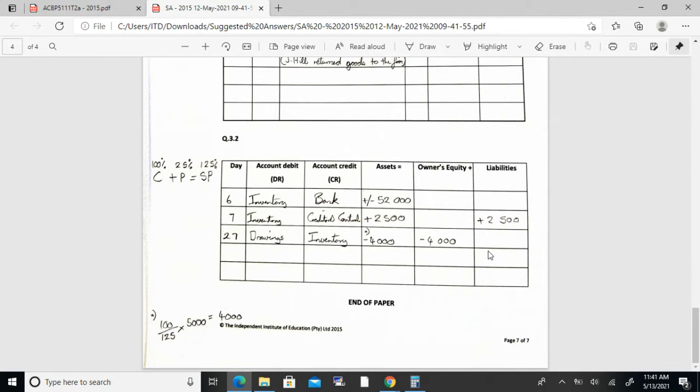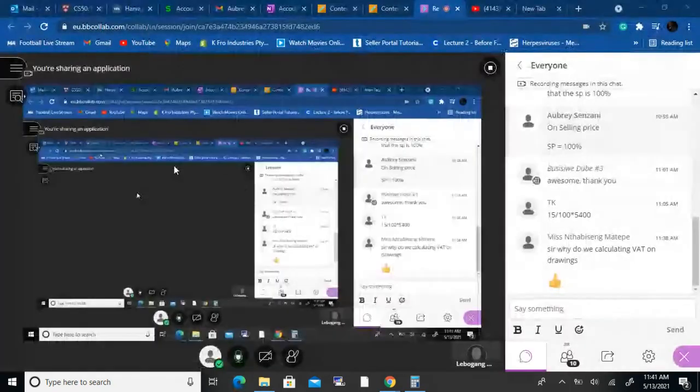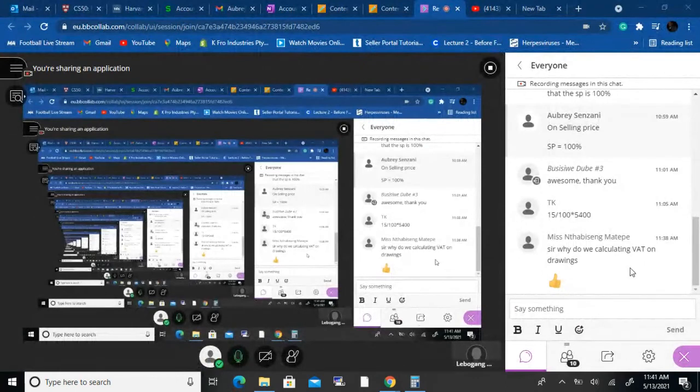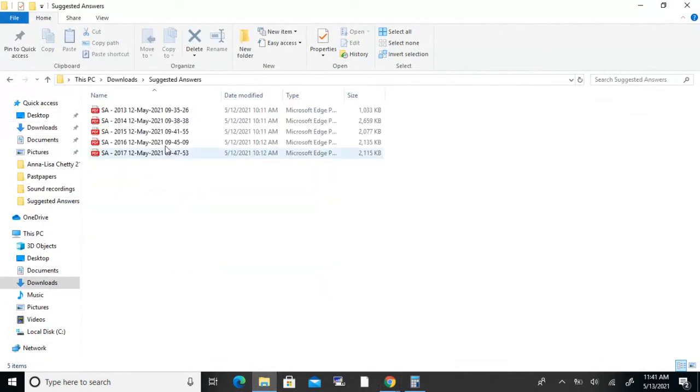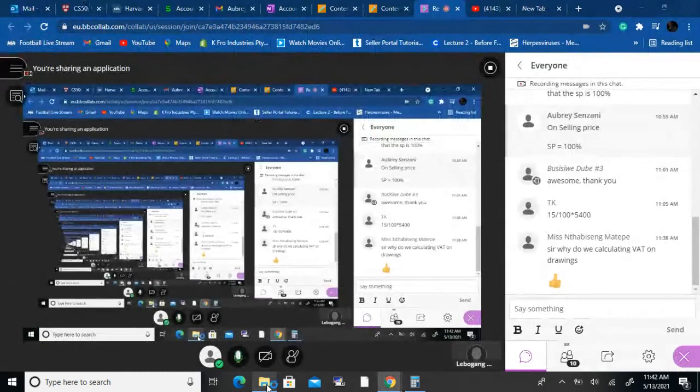Oh, let me actually open the right papers, because I don't have the right papers opened up. So I said 2014. There's the suggested answers.